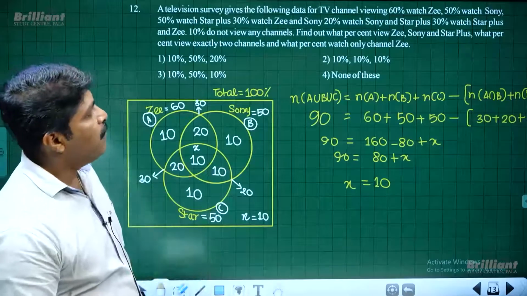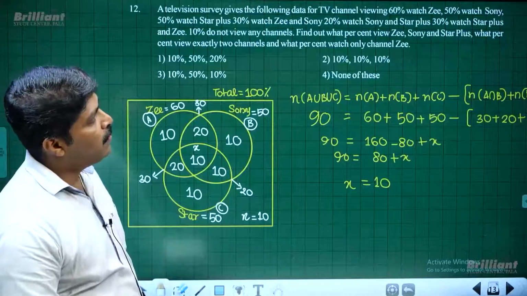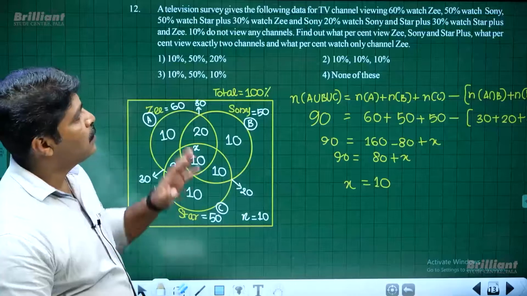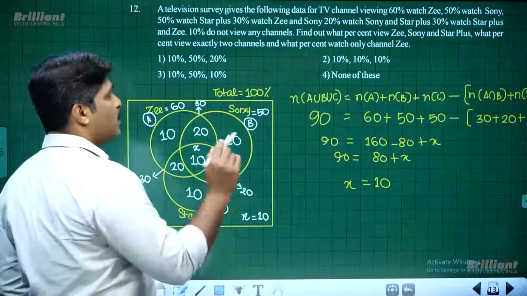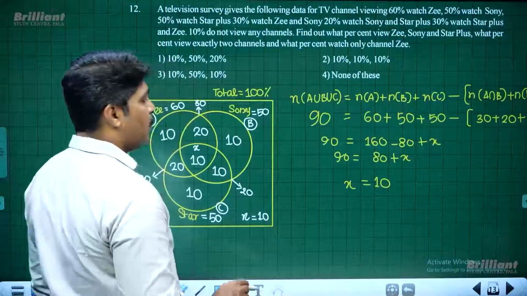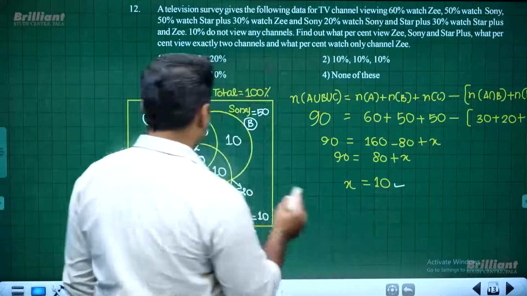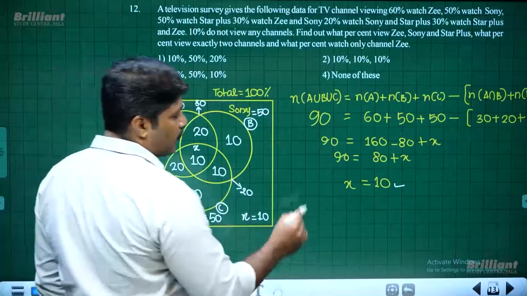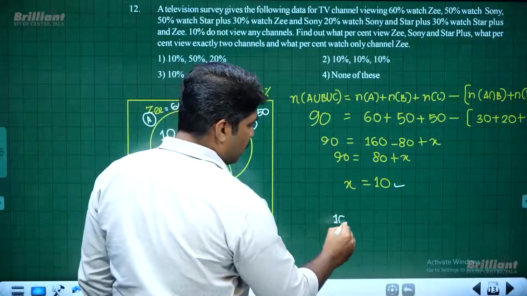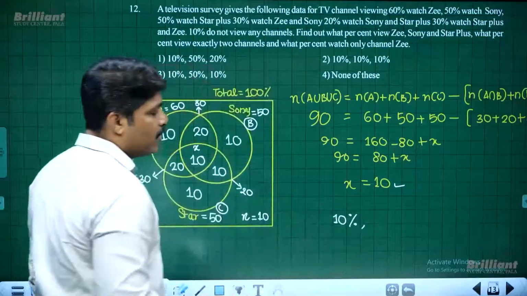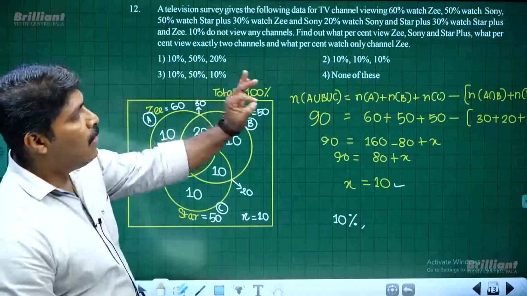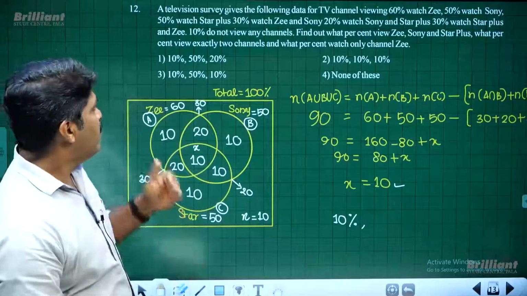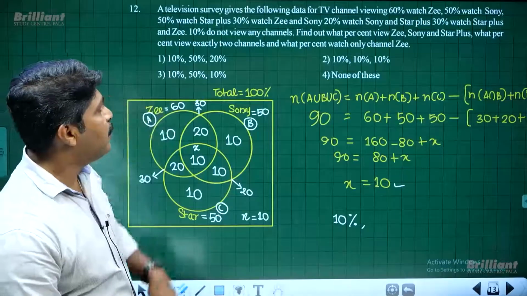The first one: find out what percent view C, Sony and Star Plus. So here, that means the total quantity. C, Sony and Star Plus. So what is the value here? That is 10%, the middle region. So our answer's first value is 10%. So that is the number of persons who view all three channels together, that means C, Sony and Star Plus. Then the next one: what percent view exactly two channels?